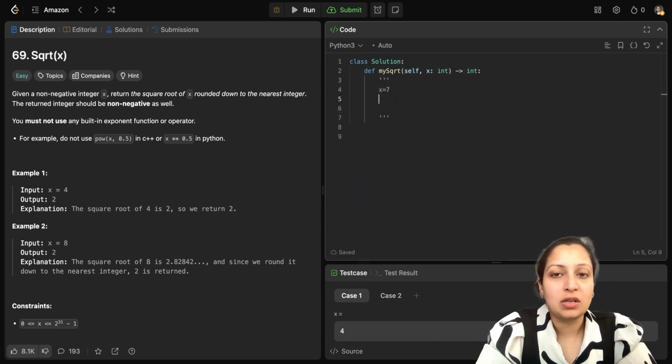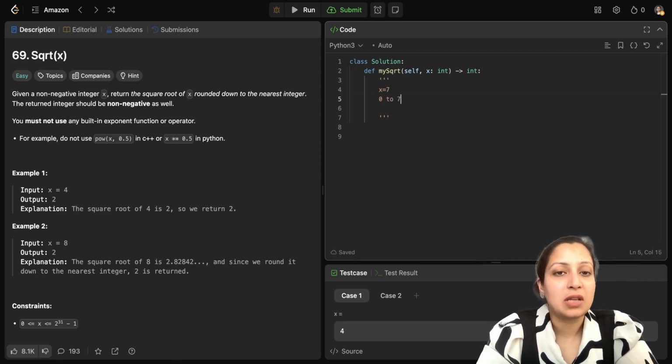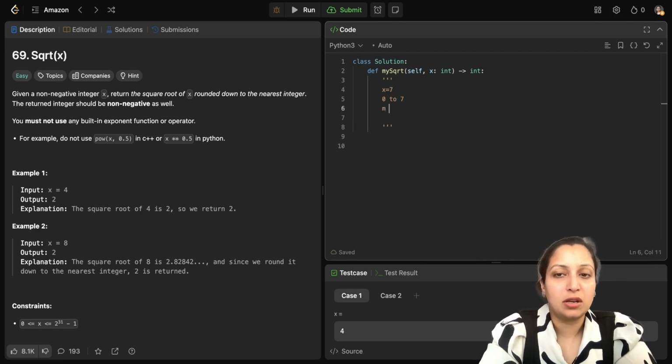To solve this question using binary search, I'll again take my range from 0 to 7, of course, because I have to consider all non-negative integers. But instead of looking at squares of all of them, I will find the midpoint. The midpoint would be 0 plus 7 by 2, right? Somewhere in between the left and right pointers. And I will check if m square is less than 7.